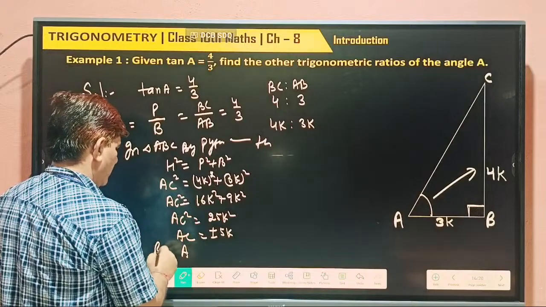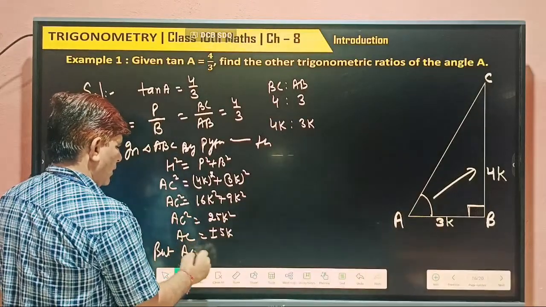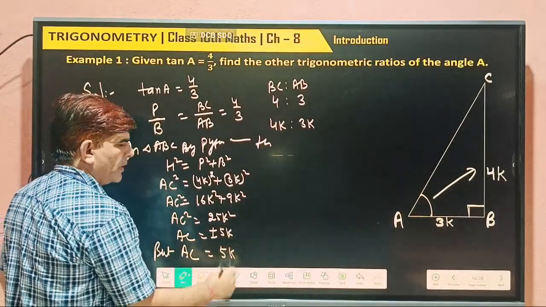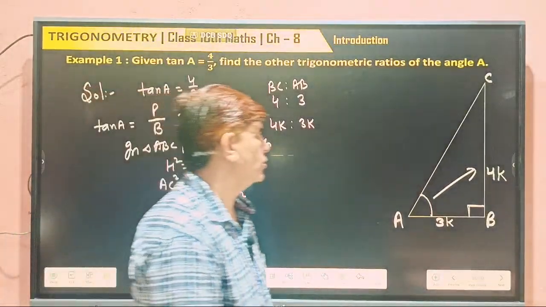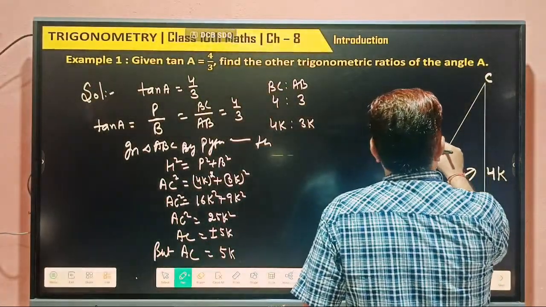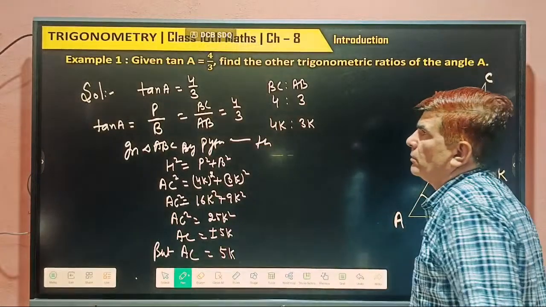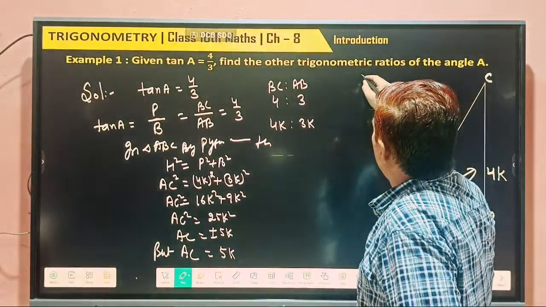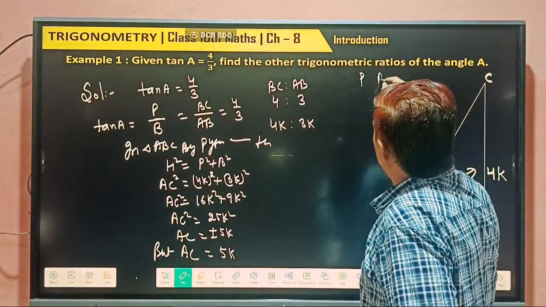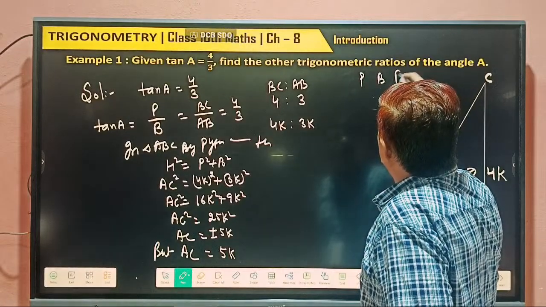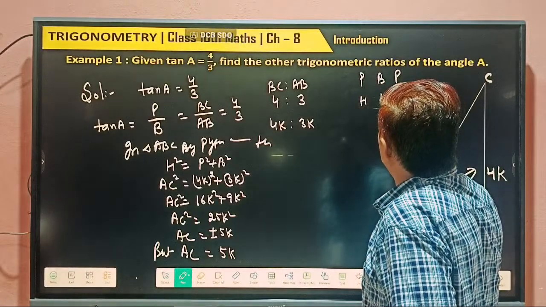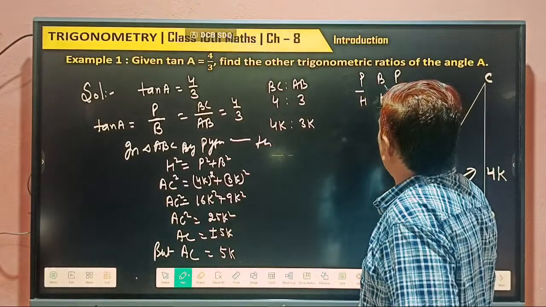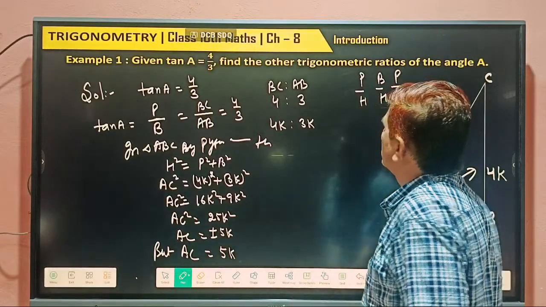But AC equals 5K only, because length is always positive. So this is 5K. Now you can find out the ratios. This is sine, this is cos, this is tangent.